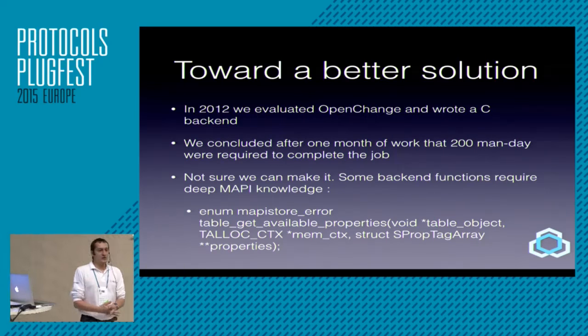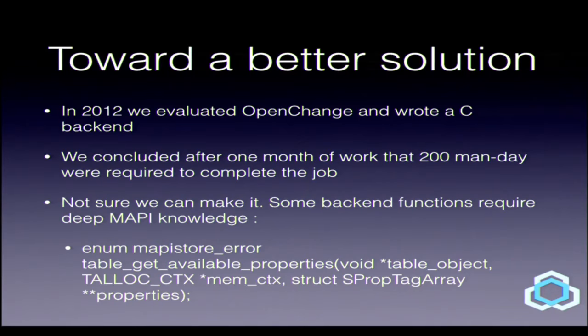So we tried to find a better solution. In 2012, we started evaluating OpenChange. OpenChange is a Mapi server implementation done by the guys at Zentyal, and this looked pretty promising. So we wrote a backend using the C language. We worked on this for 1 month. We had some pretty good results. We could open Outlook, see our folders, but we stopped at that, and we started evaluating how we could complete the job. And we were not sure we could make it.